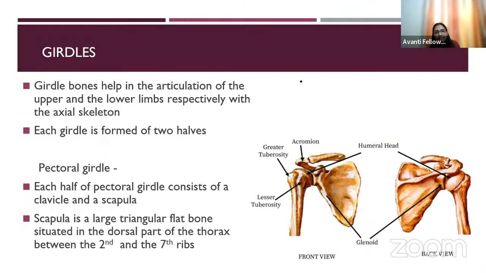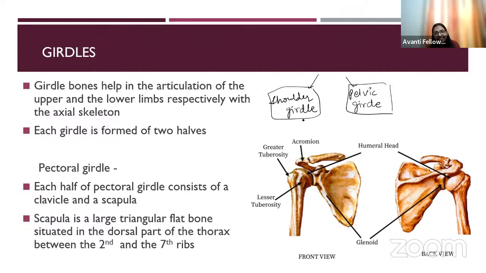Next, move to the girdle. Girdles are of two types: the shoulder girdle and the pelvic girdle or hip girdle. The shoulder girdle joins the forelimbs to the central axis of the body, and the pelvic girdle joins the hind limbs to the central axis of the body.